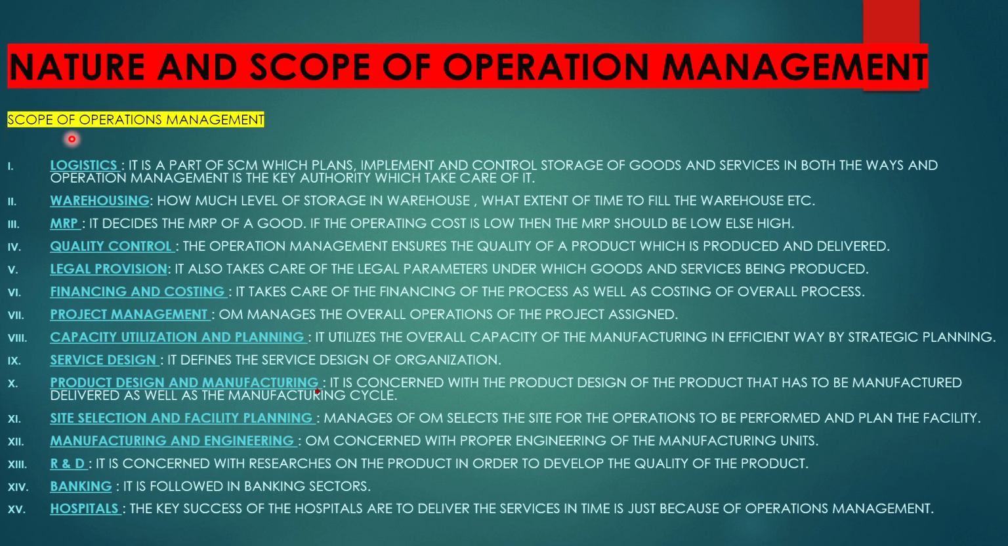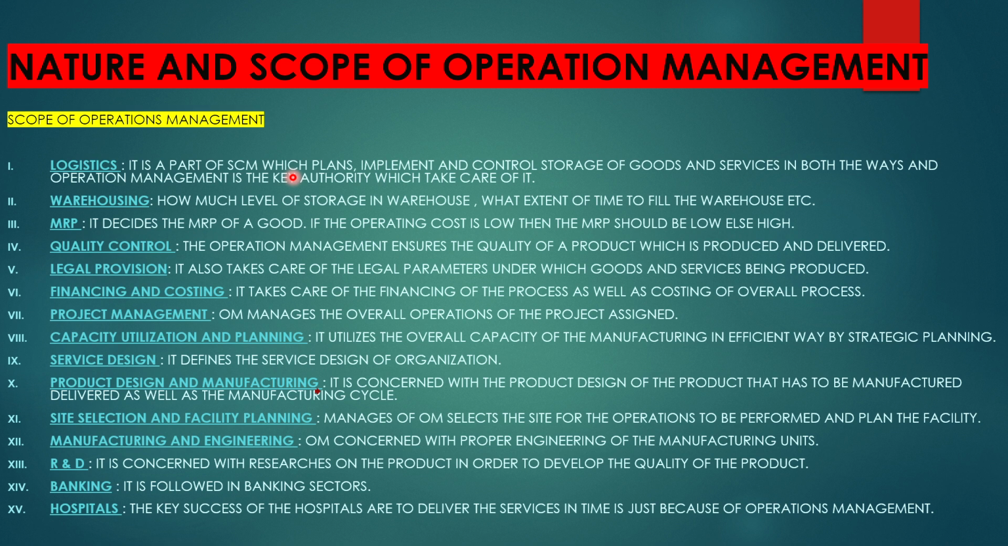Now if we talk about the scope of operation management, it is basically the field where operation management can be seen applied. The major scope we can see is in the logistics part. As everybody knows, logistics is a part of supply chain management. It takes care of the initial part and the end part of supply chain management.